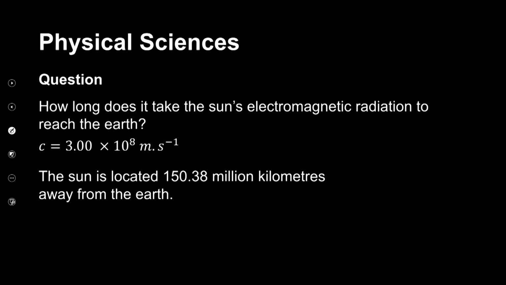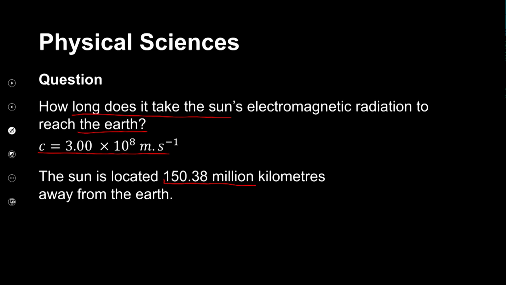So our question here is, how long does it take for the sun's electromagnetic radiation to reach the Earth? To do this calculation, we have to A, know the speed of light, which we've been given, and B, we need to know just how far the sun is from the Earth. Now this number is quite big. It might surprise you. The sun is 150.38 million kilometers away from the Earth.